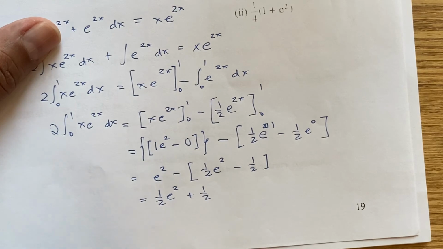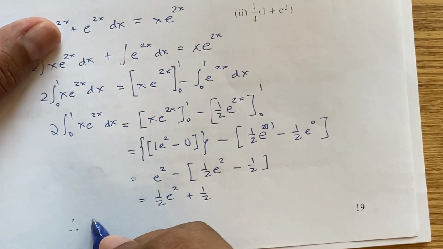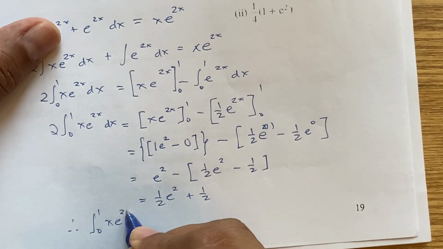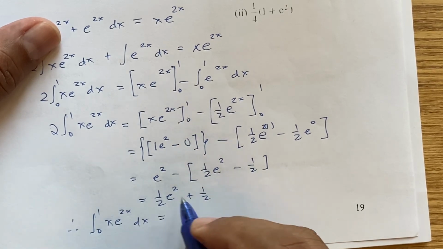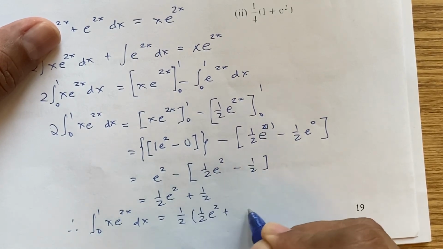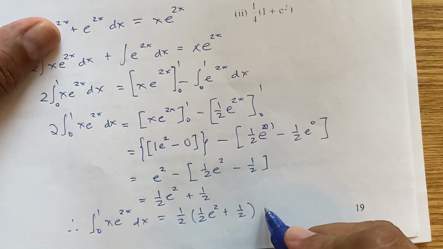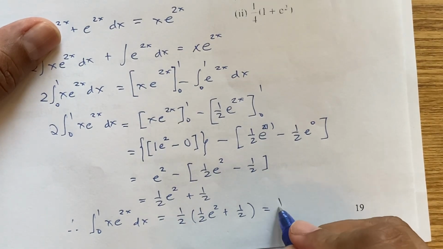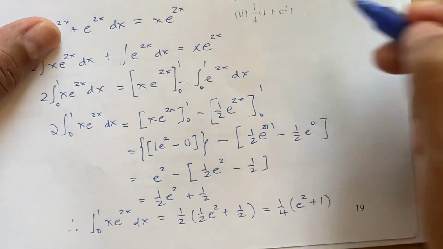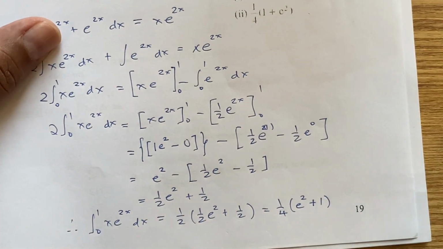But this is 2 times. So this is what we want, the integral from 0 to 1 of x times e to the 2x dx. So this will be half of half e squared plus half, which will give us 1/4 e power 2 plus 1. This is what we show. Okay, thank you very much.